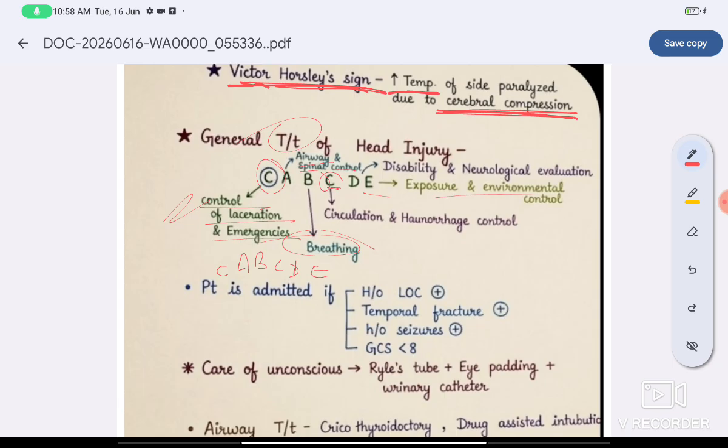Next comes exposure and environmental control. You have to expose the entire body of the patient and you have to check whether there is something you missed out during the early management.